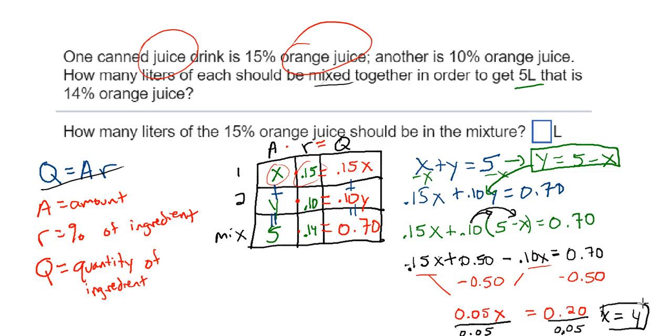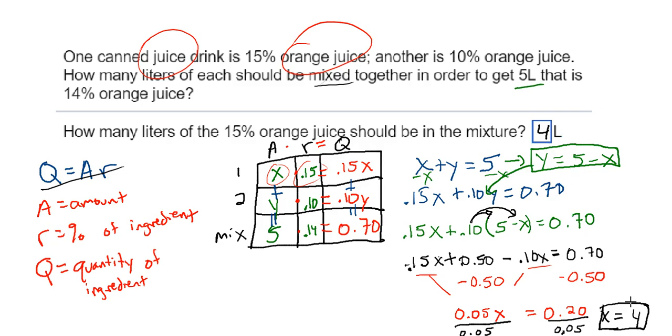All right, so we get x is equal to 4, which, remember what x is representing. It's the amount of the first juice drink, which is the 15% one, which is what the first question is asking here. How many liters of the 15% orange juice should be in the mixture? We just found that out. That's what x is equal to. That's 4. After we answer that, it's going to ask us how many liters of the 10% one we should use. And so we want to be ready to answer that. And to find that, we need to know what y is equal to.